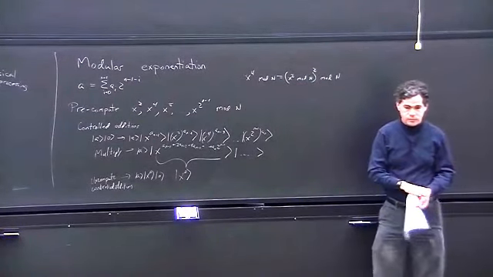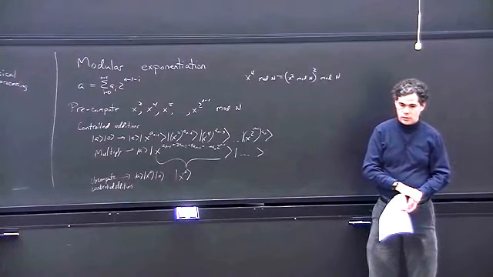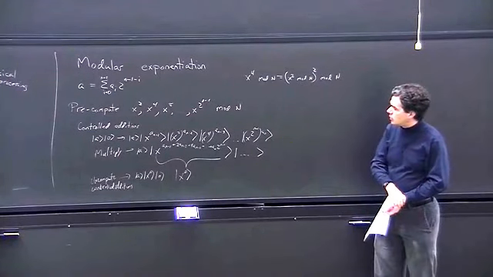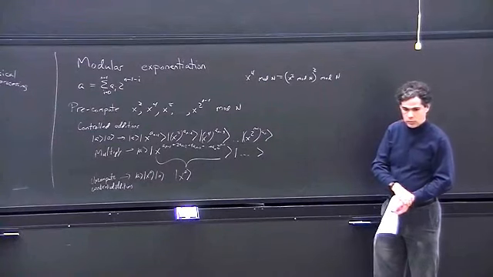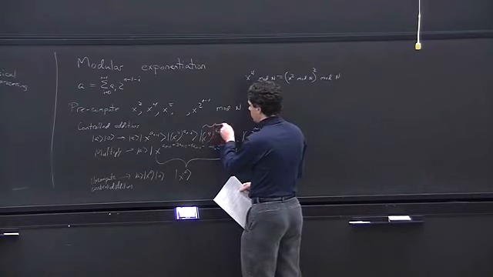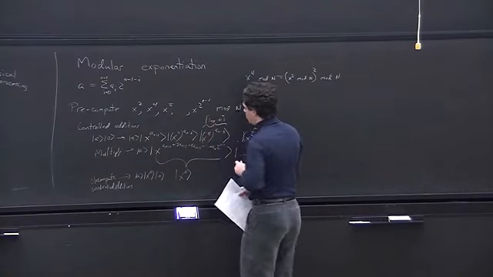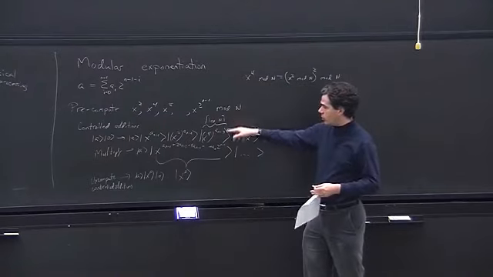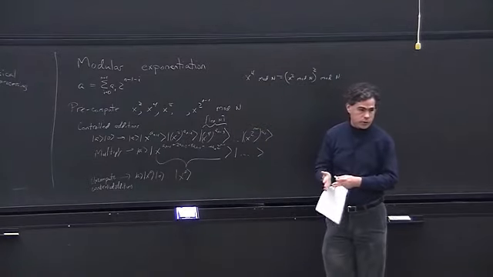When we write these qubits of like x to the a n minus 1 and stuff, is that still a qubit? No. So each of these registers should be log n bits, because they're numbers that are mod n, so they could be quite large.